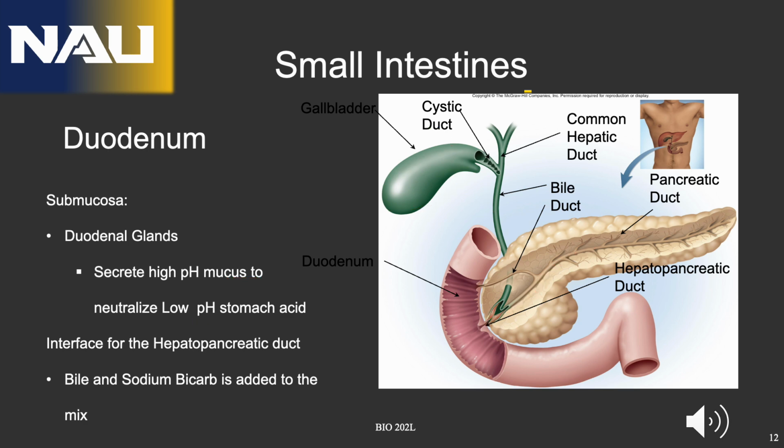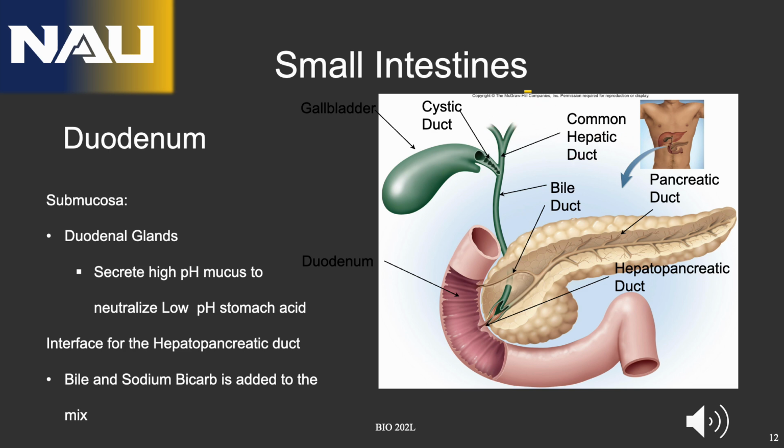So we have the gallbladder here, and we have the cystic duct connecting it to the bile duct right here. And so this is where bile is secreted into the duodenum down here through the hepatopancreatic duct. And this combines both the bile duct and the pancreatic duct. If we move up here, we have the common hepatic duct, which leads into the liver.